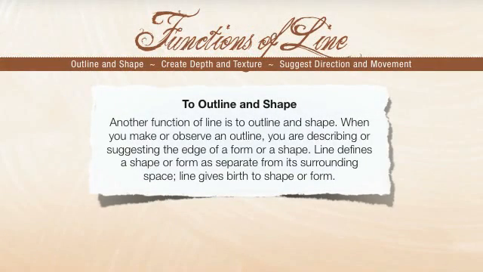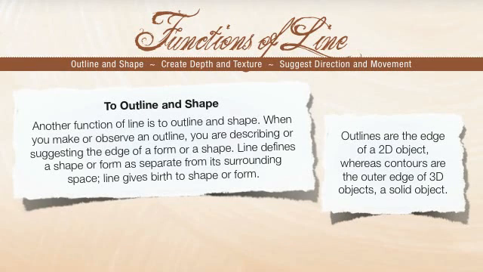Another function of line is to outline the shape. When you make or observe an outline, you are describing or suggesting the edge of a form or a shape. Line defines a shape or form as separate from its surrounding space. It gives birth to shape or form. Outlines are the edge of a 2D object, whereas contours are the outer edge of a 3D object, a solid object.